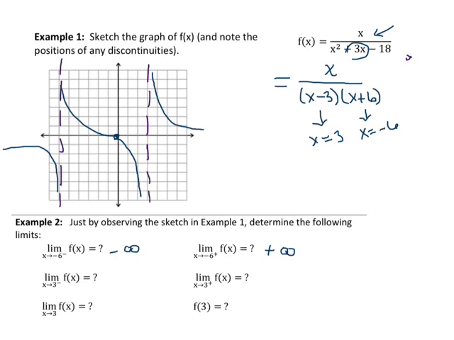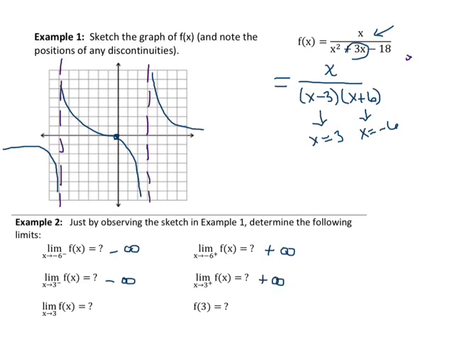Next, now we're going to go to 3 from the left. So here is 3, and coming in from the left-hand side, we're shooting down to -infinity. So we're going towards -infinity in this case. Very good. Now we're approaching 3 from the right-hand side. So once again, here's 3. Coming in from the right, we move up, and we're going towards +infinity. So we're going to write that down, +infinity.